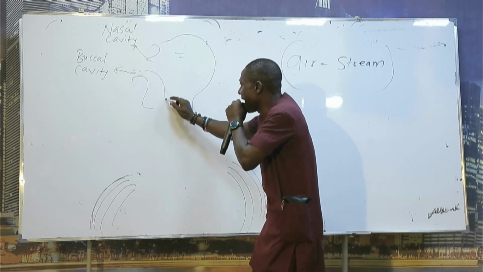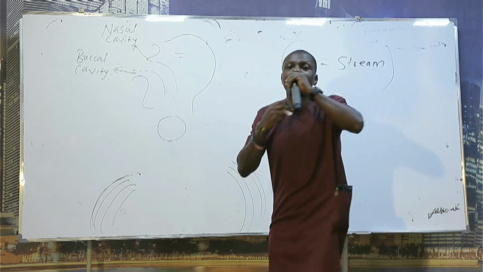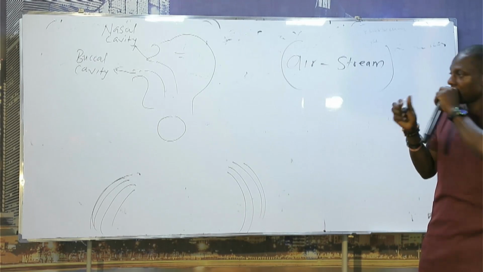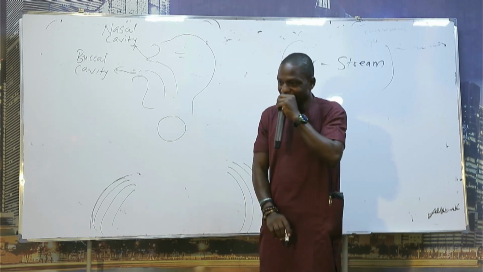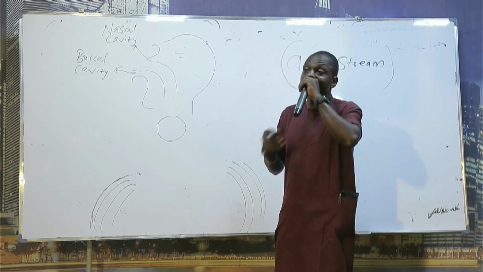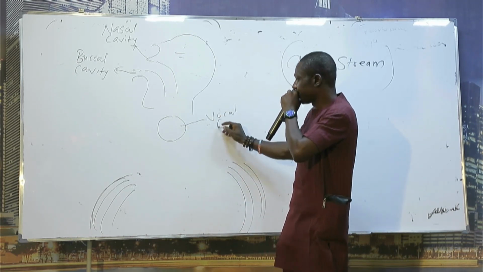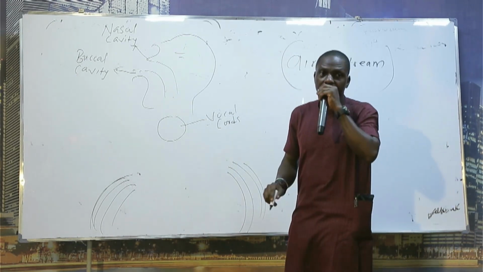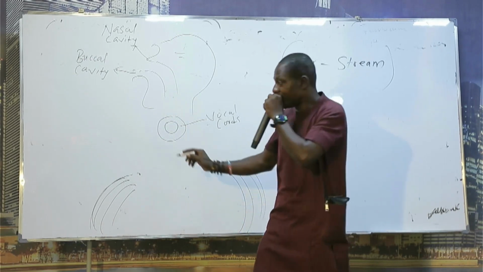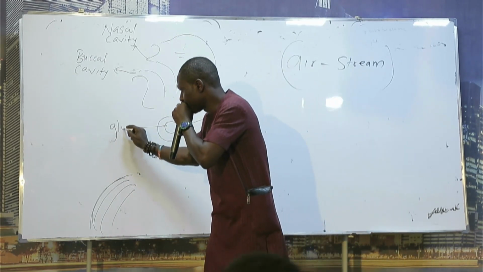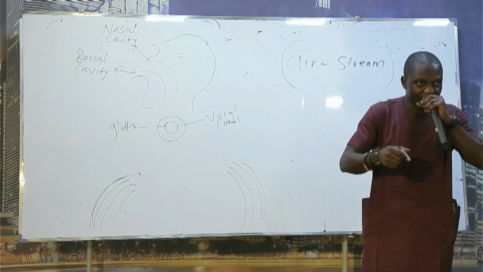Now, when the air enters, it will come down to a place. What do you call this place here? Okay, you people, you call it the esophagus, okay? Okay, you call it the larynx. But we call it the vocal cords. Inside the vocal cords again, you have another opening. And then we call it the glottis. So the glottis is inside the vocal cords.